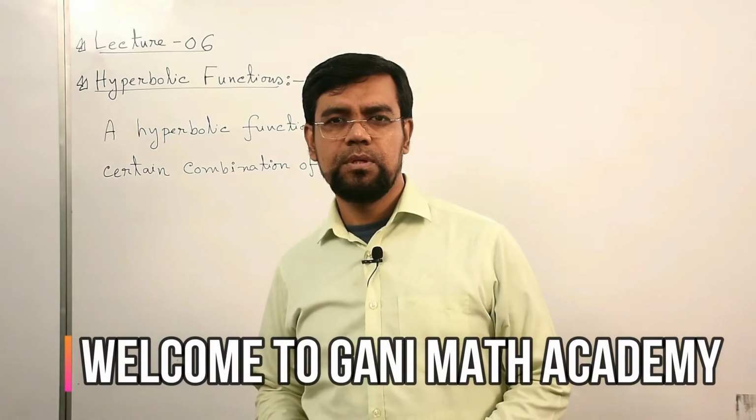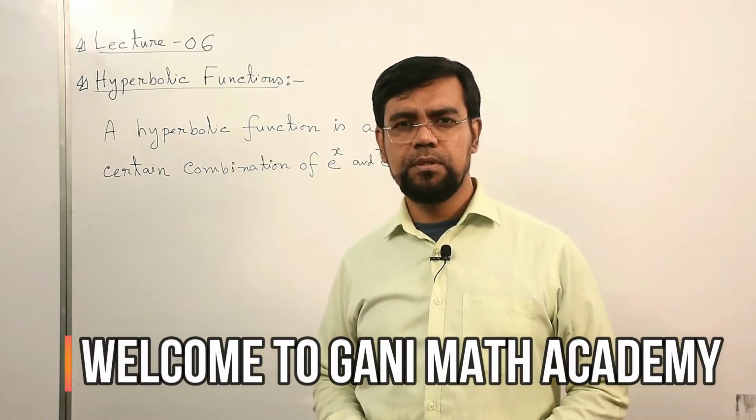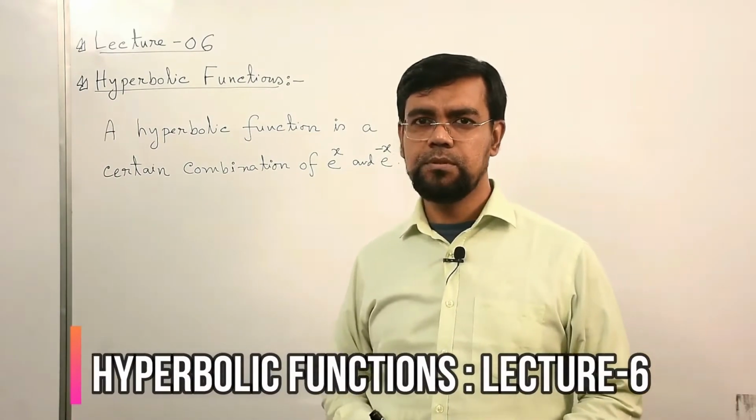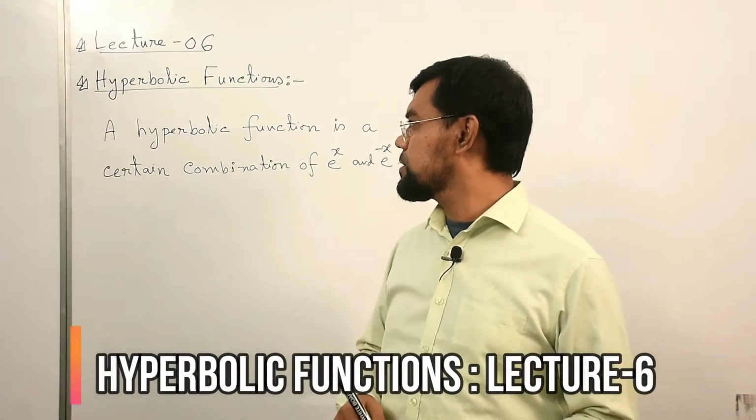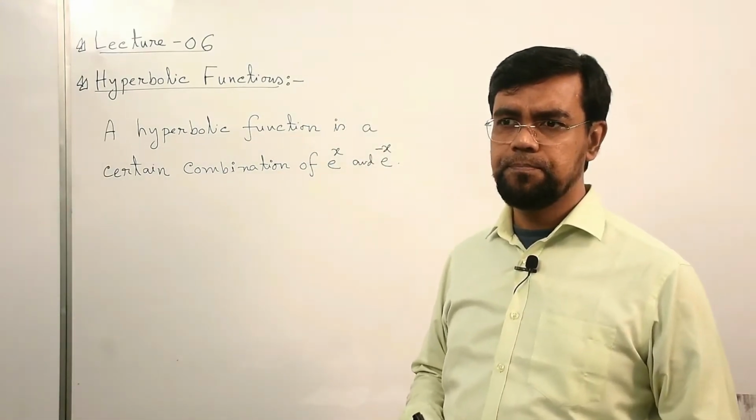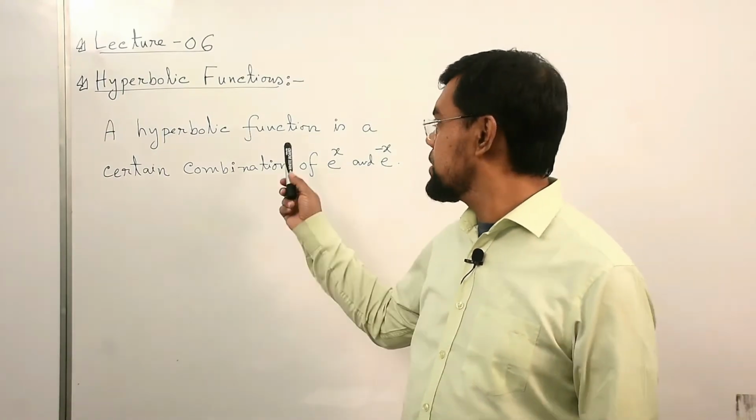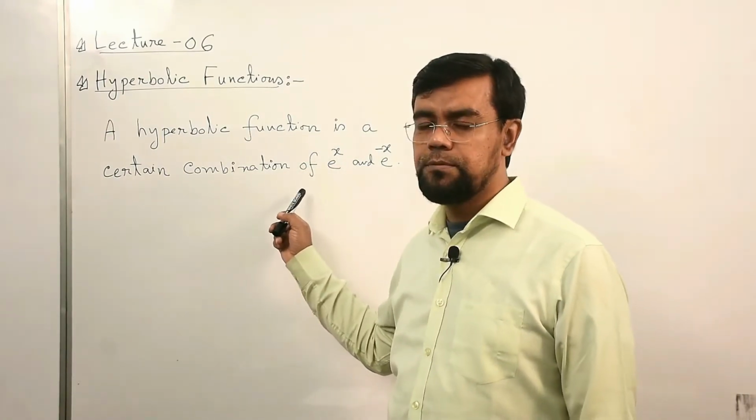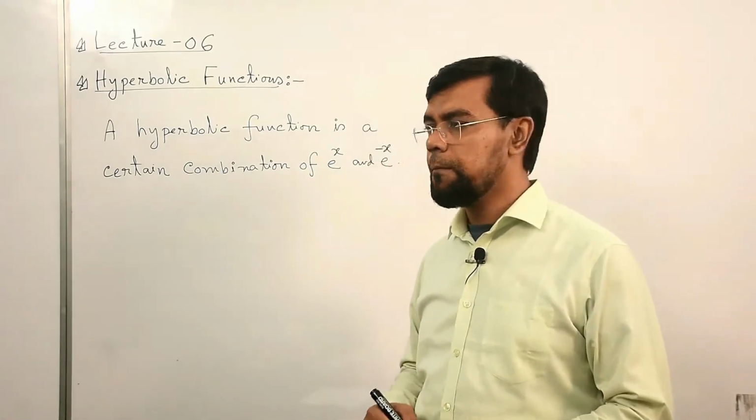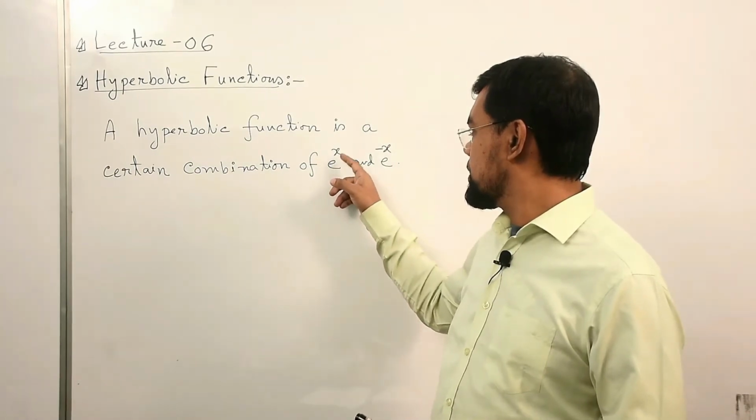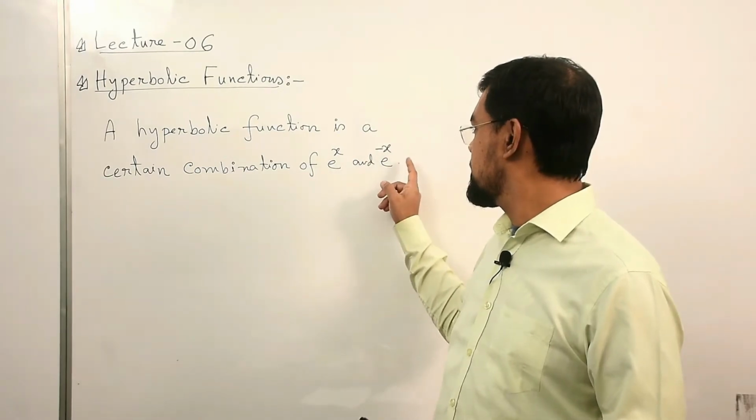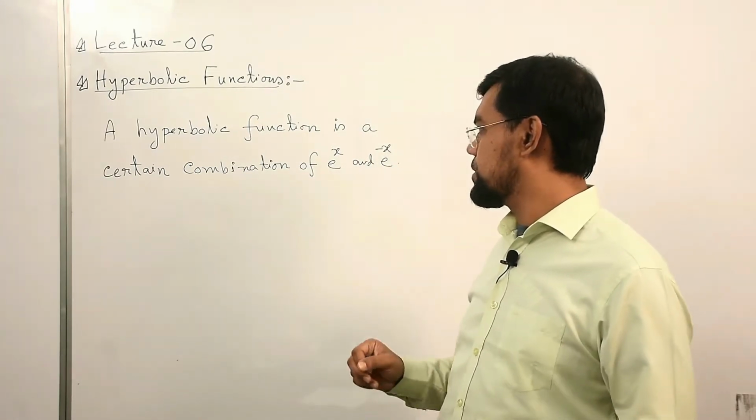Dear students, welcome to our lecture series of Calculus 2, and today's topic is hyperbolic functions. This is lecture 6, and the first question is what is a hyperbolic function? A hyperbolic function is a certain combination of e to the power x and e to the power minus x. And we know e to the power x is an exponential function which is an increasing function, and e to the power minus x is a decreasing function.